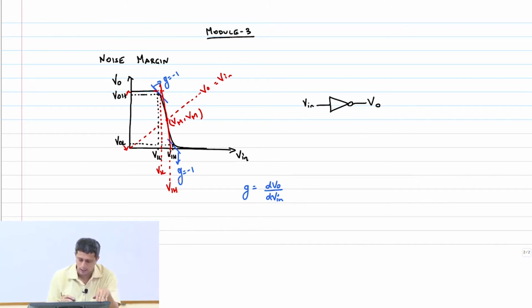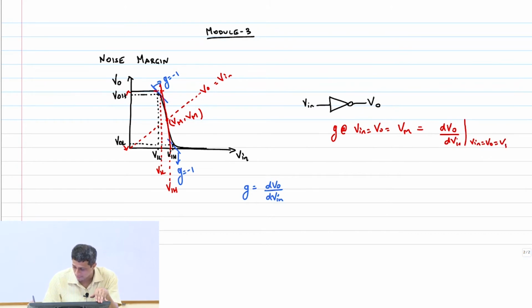So then we said that you calculate the gain at V in equal to V out equal to Vm. How do you do this? You have to basically do dV out by dV in at V in equal to V out equal to Vm. Of course, both NMOS and PMOS are going to be assumed to be in the velocity saturation region at this particular point Vm. We already did this calculation earlier. Using this we were able to calculate the levels VIL and VIH.